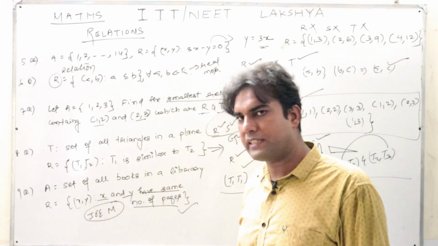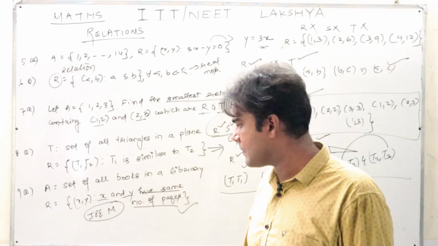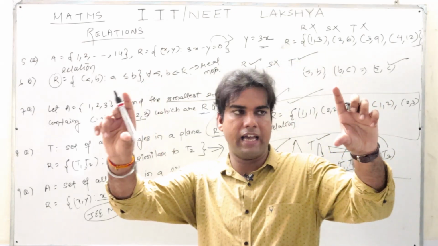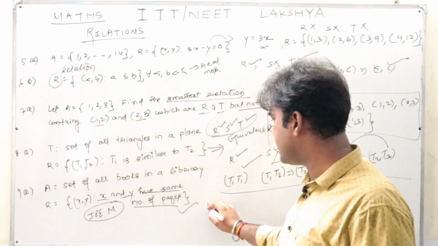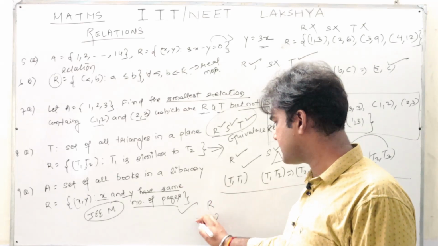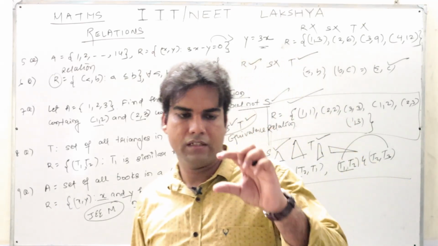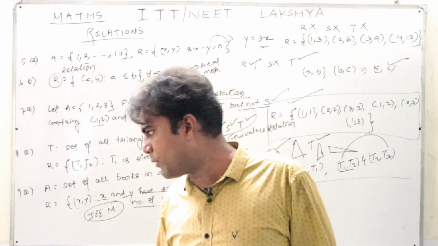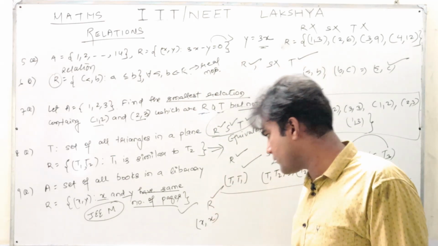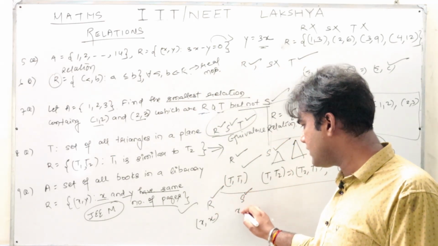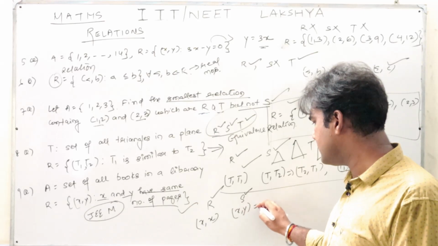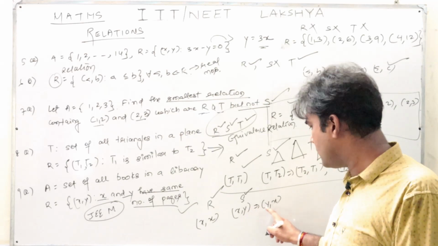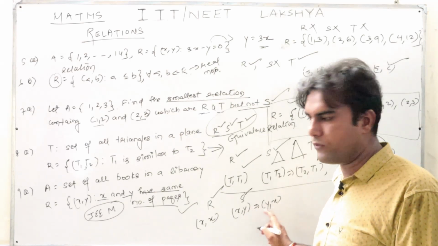Two books are there, x and y. Ordered pair of books x and y. What type of books? x and y have the same number of pages. Now let us see whether it is reflexive. We need to have (x, x). Yes, because x and x are the same books, so obviously they will have the same number of pages. So it is reflexive. What about symmetric? We have to check if (x, y) is there, then whether (y, x) is also there. If x and y have the same number of pages, then y and x also will have the same number of pages. So it is symmetric also.